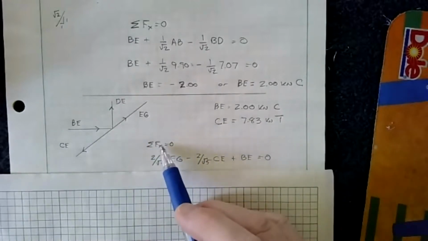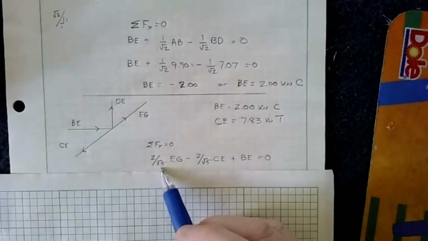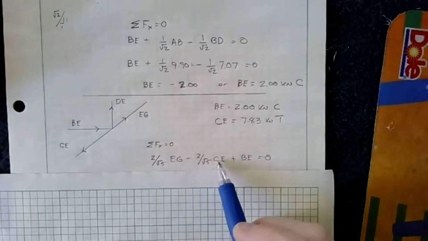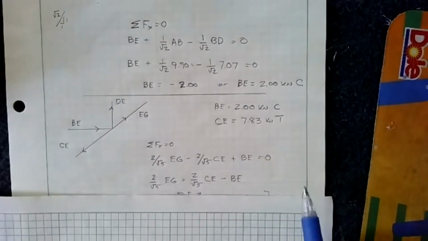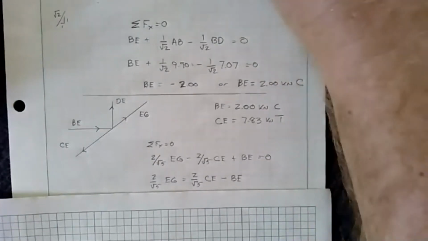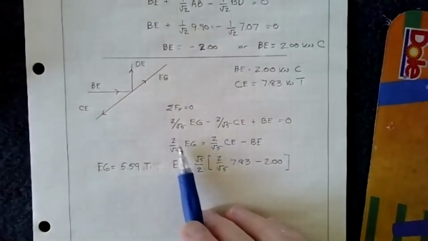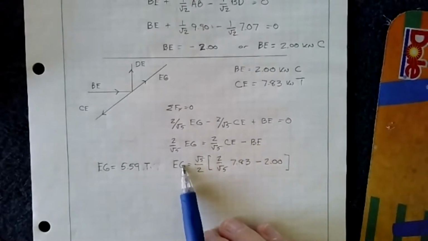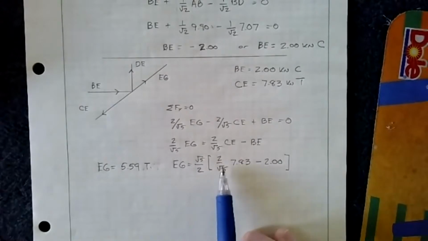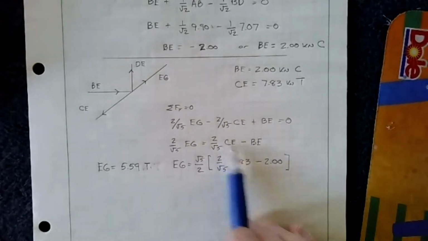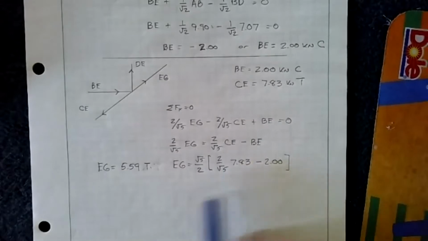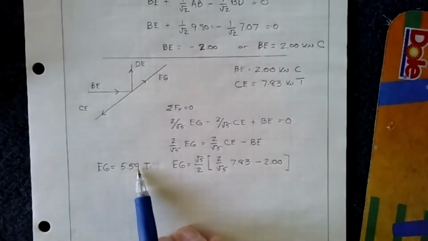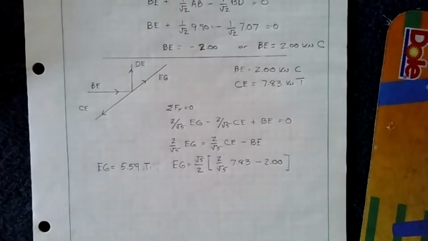So if we go ahead and sum our forces in the X, we get 2 over root 5, because now we're on the lower leg, which is the 1, 2, root 5 triangle: EG minus 2 over root 5 CE plus BE. If we solve for that, we move this to the other side, and then solve for EG, multiply both sides by root 5 over 2, and then plug in the respective values for CE and BE here. And that gives us a value of EG of 5.59 kilonewtons in tension.